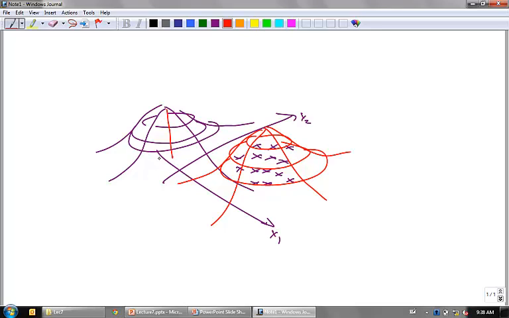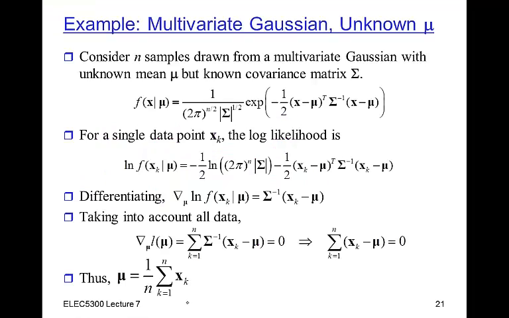And so I'm going to call the mean vector mu1, mu2, or vector mu. Okay, so let's take a look at that mathematically. We have n samples drawn from a multivariate Gaussian with unknown mean vector mu but known covariance matrix sigma. That has this form here, and we're going to find the log likelihood, right?